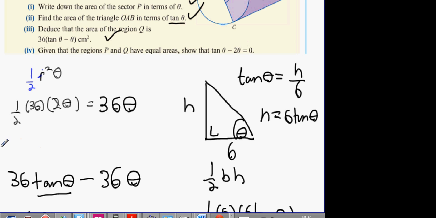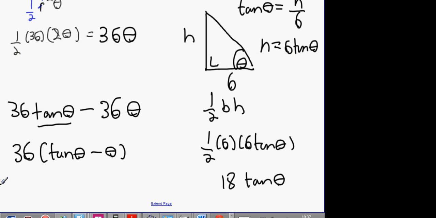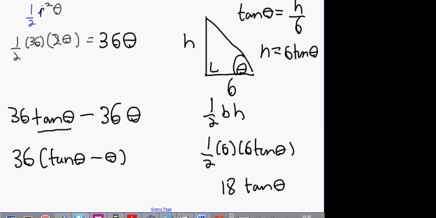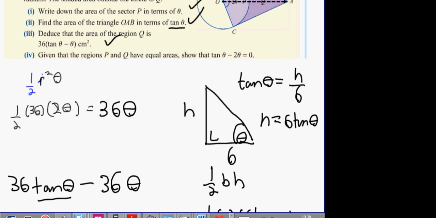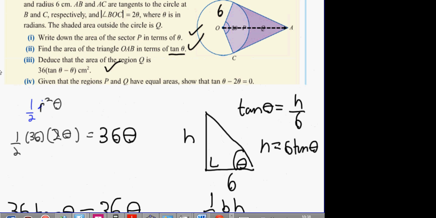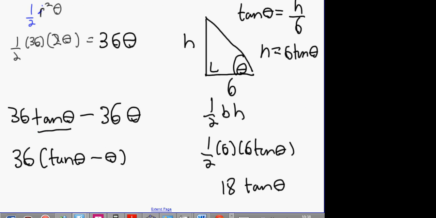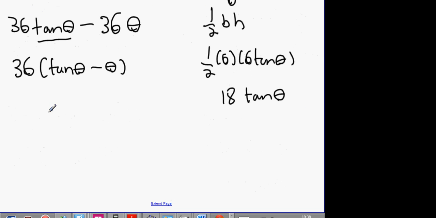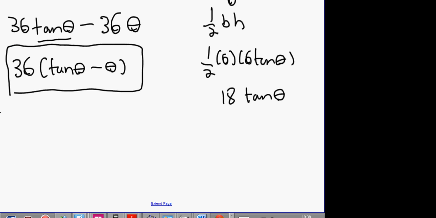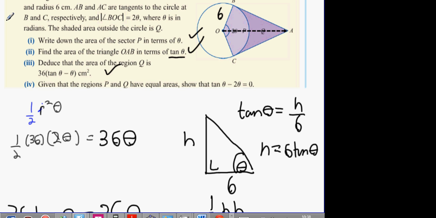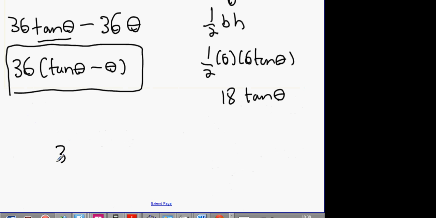Okay, so, alright, both regions have equal areas. Okay, region P equals region Q. So here's what happens. This here is what region, guys? P or Q? It's region Q. Okay, so Q equals 36. I'm going to multiply it back out again. 36 tan theta minus 36 theta.